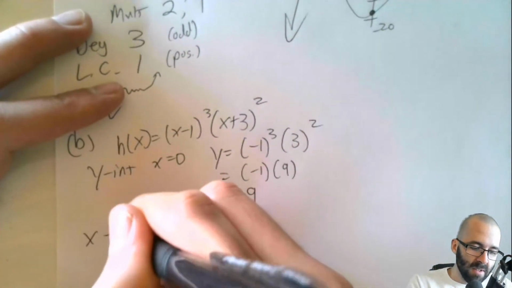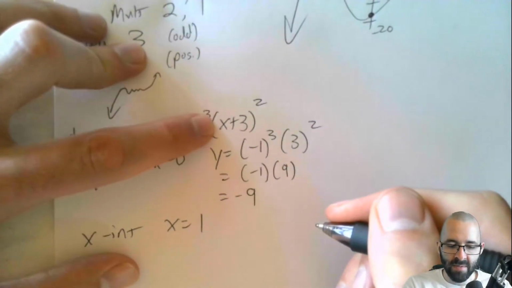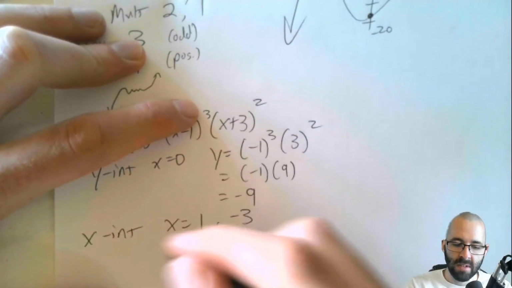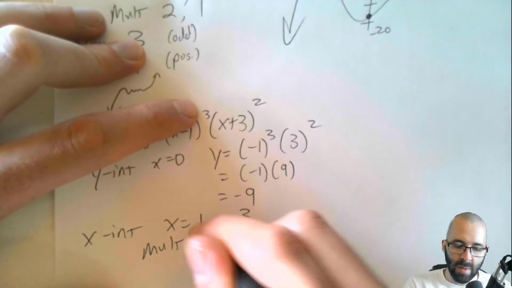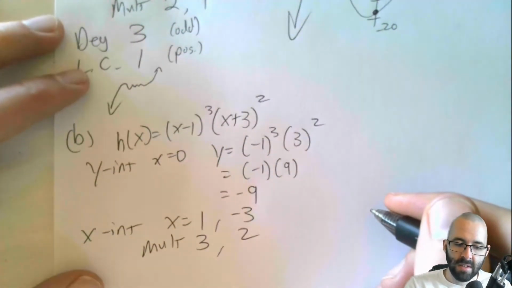The x-intercepts, we already have them factored, which is nice. It's going to be x is equal to +1 and -3. And the multiplicities are going to be those exponents. Right, so the multiplicity is going to be 3 and 2, respectively.